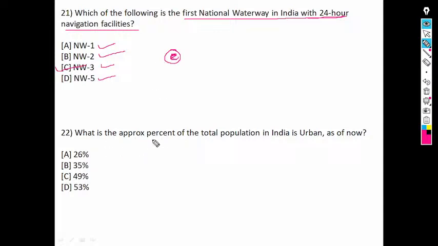Then what is the approximate percentage of total population of India in urban areas as of now? It is your B, 35%. See the answer.